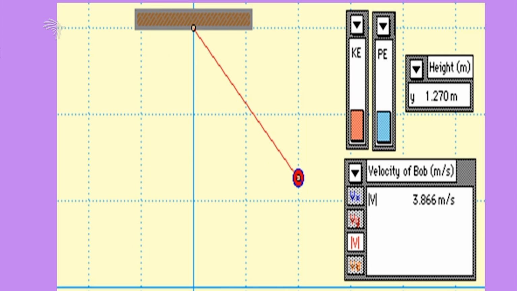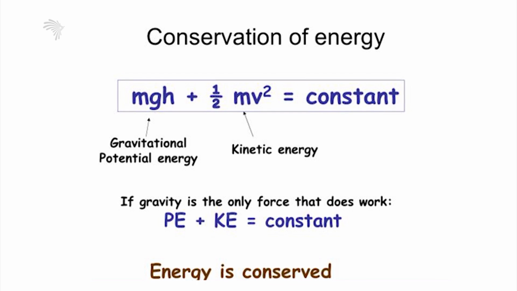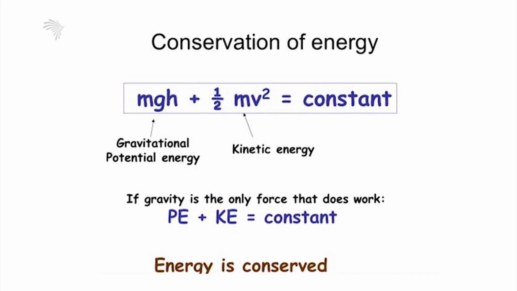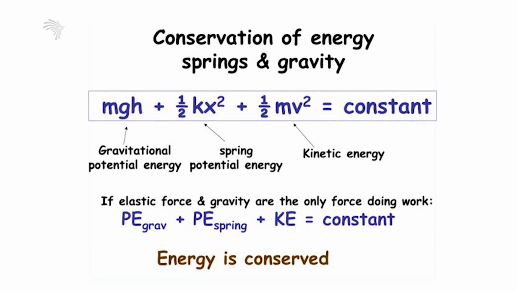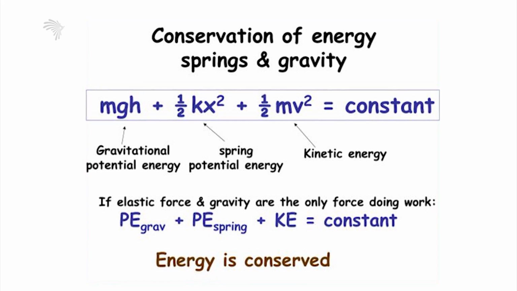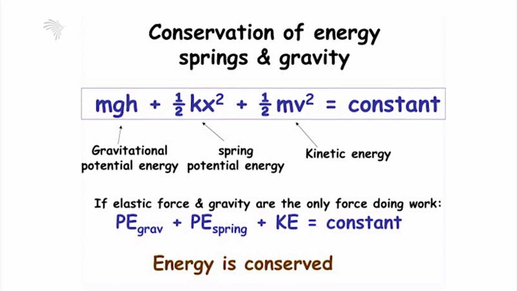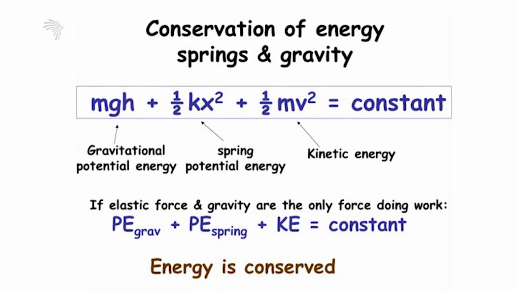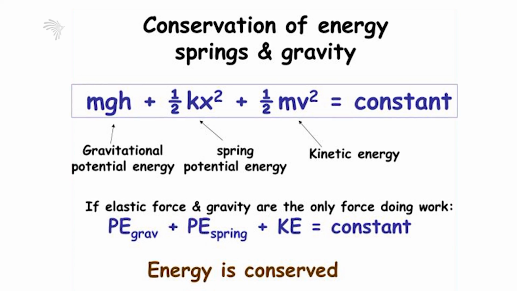For an object which is moving at a certain elevation, it will have both gravitational potential energy and kinetic energy. The sum of this potential energy and kinetic energy should be constant, and in that case we can say that energy is conserved. If you look at conservation of energy with springs and gravity, assuming there is an elastic material moving at a certain elevation, then we have to consider gravitational potential energy, spring potential energy or elastic potential energy, and kinetic energy. The sum of these three energies should be constant at any position in order to say that energy is conserved.